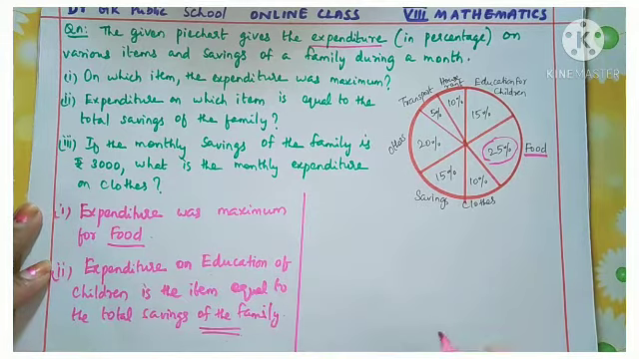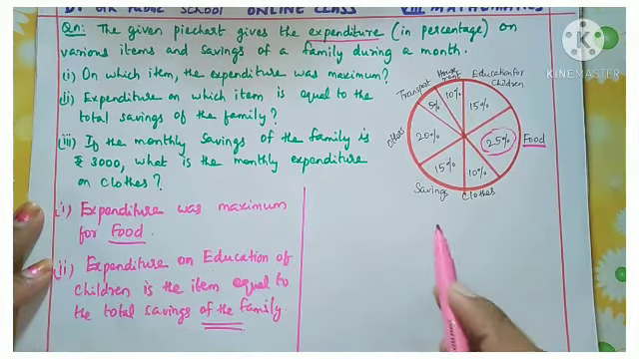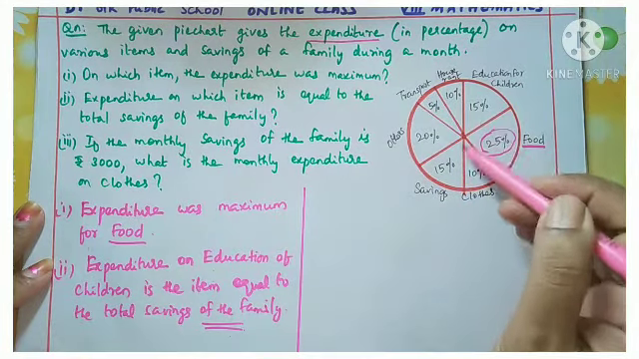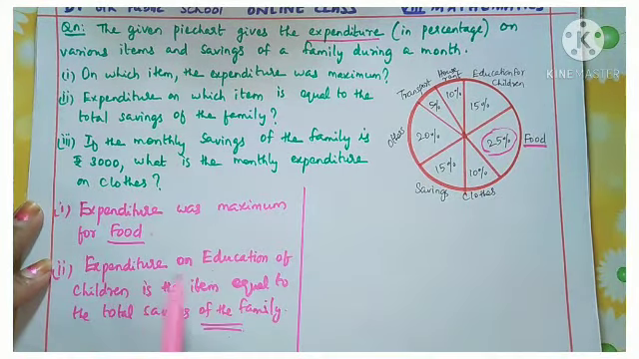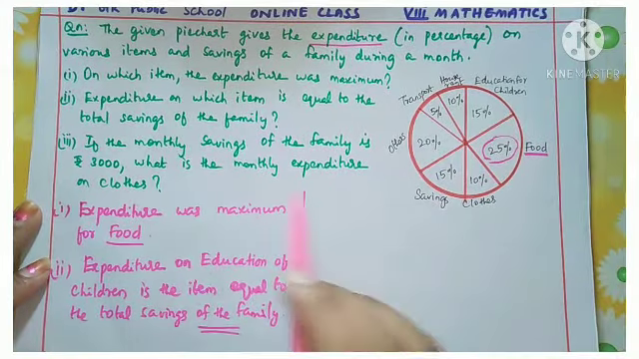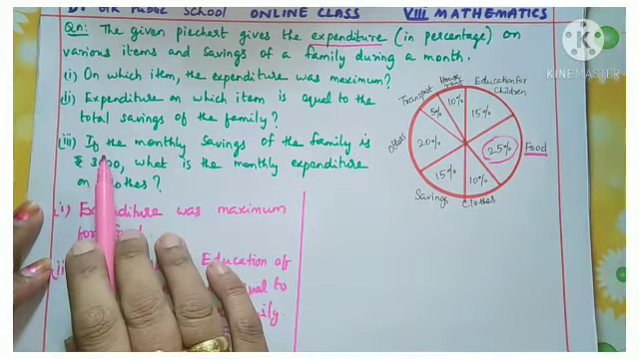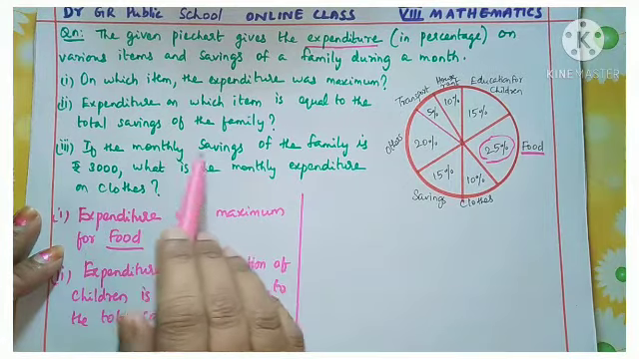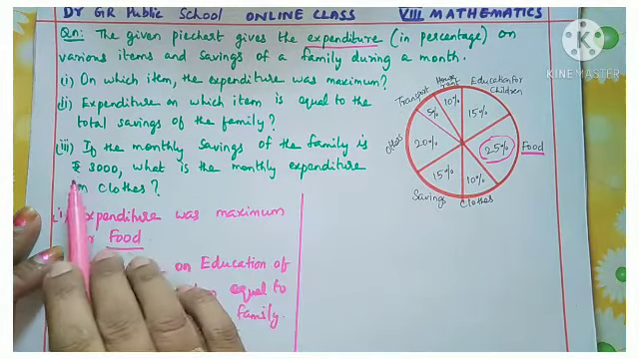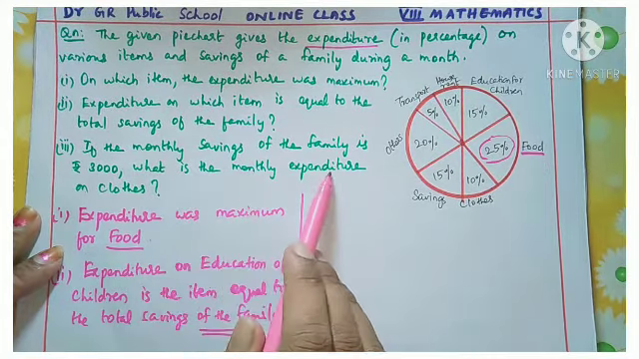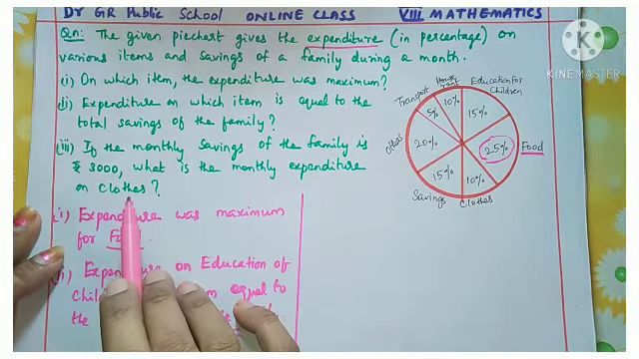Okay, very simple. From the pie chart we can understand that education and savings are equal, so your answer is: expenditure on education is equal to total savings of the family. Now you see the third question. The third question is, if the monthly savings of the family is rupees 3000, what is the monthly expenditure on clothes?